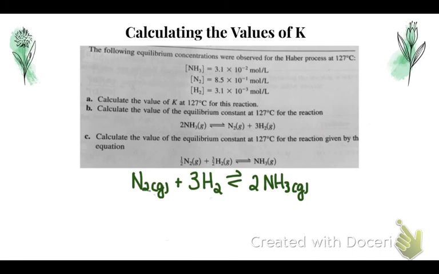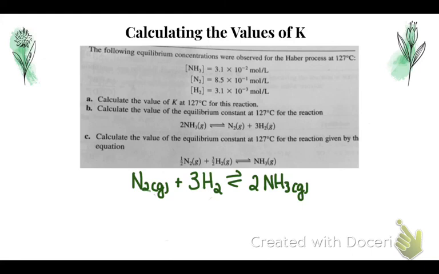And in letter C, it says calculate the value of K at 127 degrees C for the reaction given by this equation. You can see in this reaction that all of the coefficients were divided by 2. So the 1 that was originally in front of N2 is now 1/2. The 3 that was originally in front of hydrogen gas is now 3/2. And 2 divided by 2 gives me 1 for the ammonia, so I have a coefficient of 1 there. So everything was divided by 2.